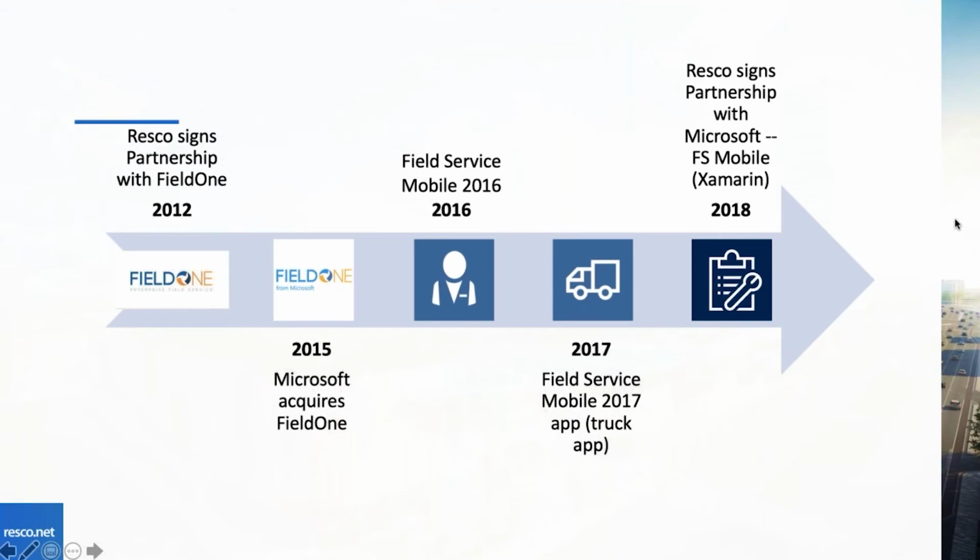the Truck application. And then in 2018, a big change happened when Microsoft and Resco started talking seriously about the future of the mobility for field service, and we agreed on a long-term partnership with Microsoft. So we're officially supporting Microsoft since 2018. Microsoft created the application that is published on all of the app stores. And the application is nicknamed the Xamarin application or the Microsoft Field Service mobile application. It's that dark blue one. And that's pretty much the history.